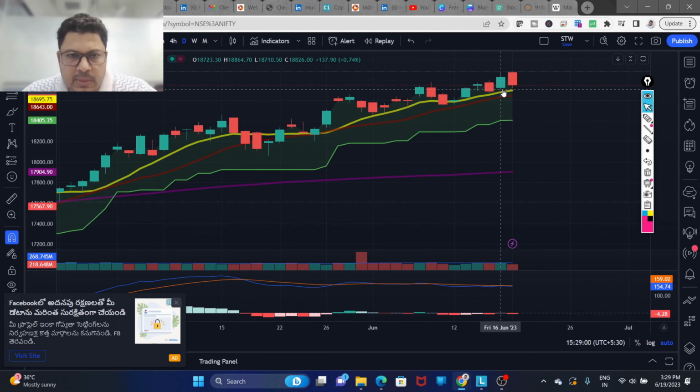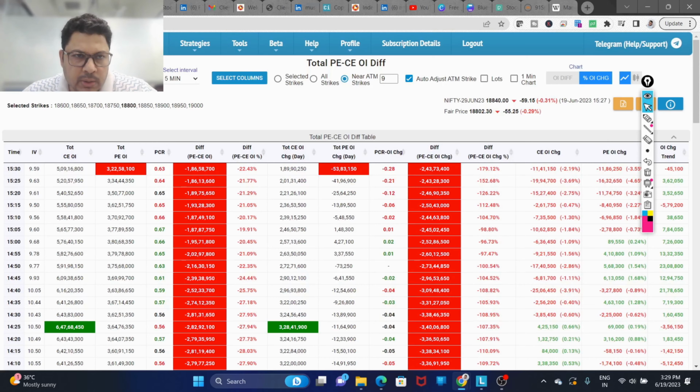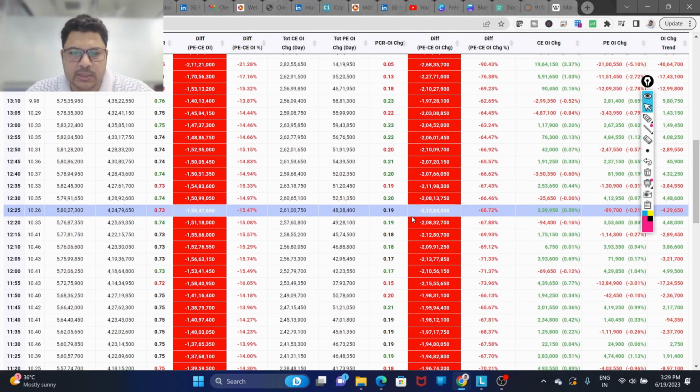So on the daily chart, still the low is 18,710. Here the low was 18,790. So the low is not broken. So there is still a possibility that we might open bullish. So this is how you can use only this tool and this data.